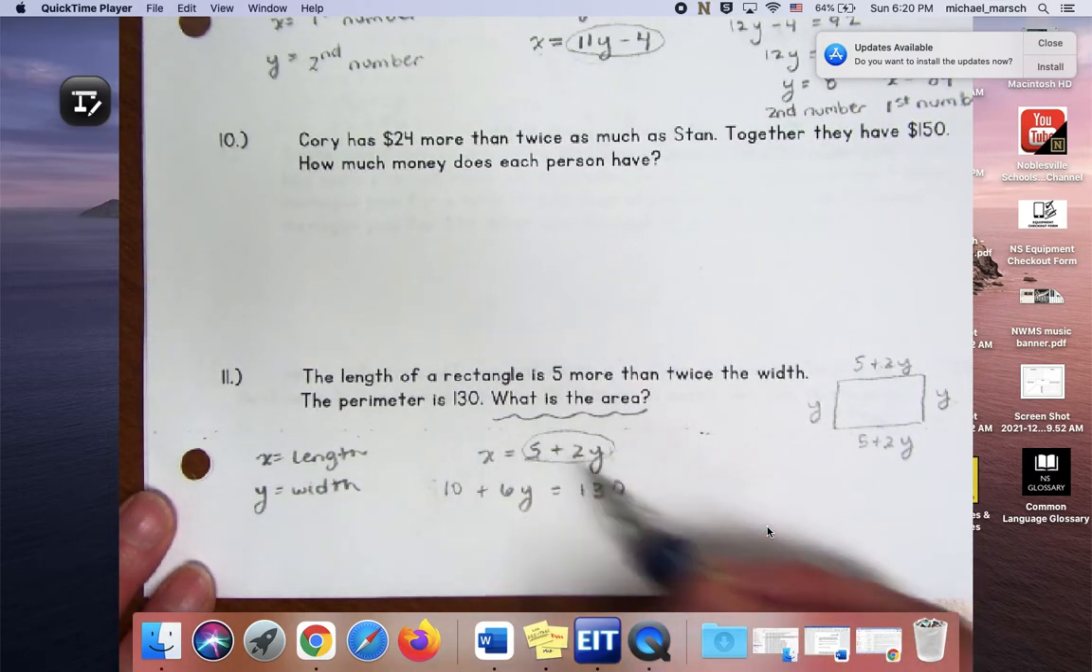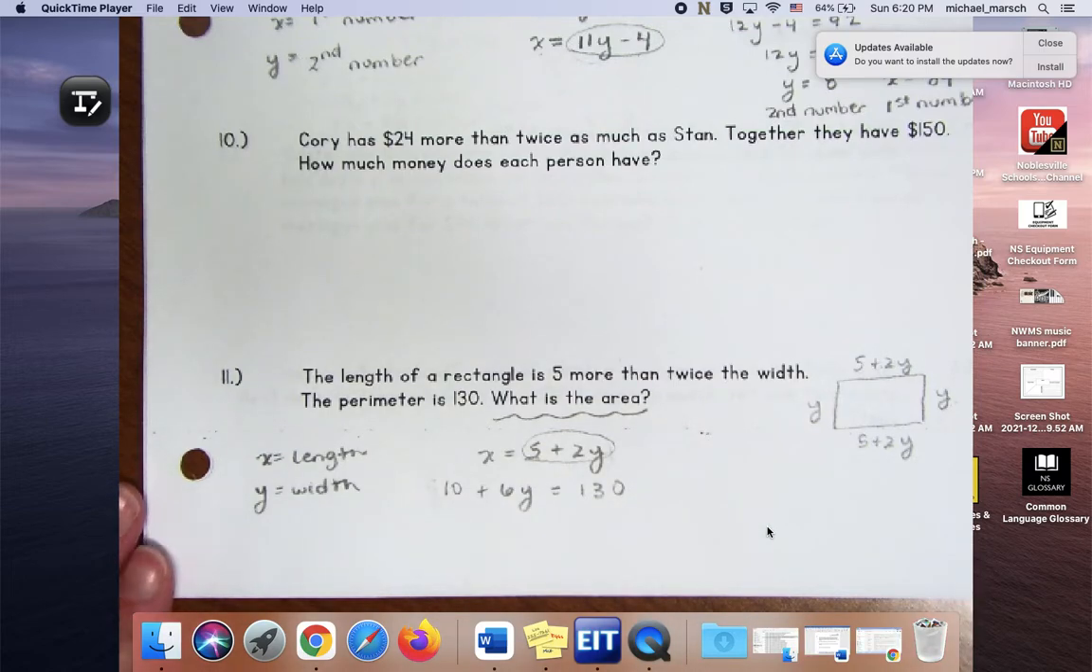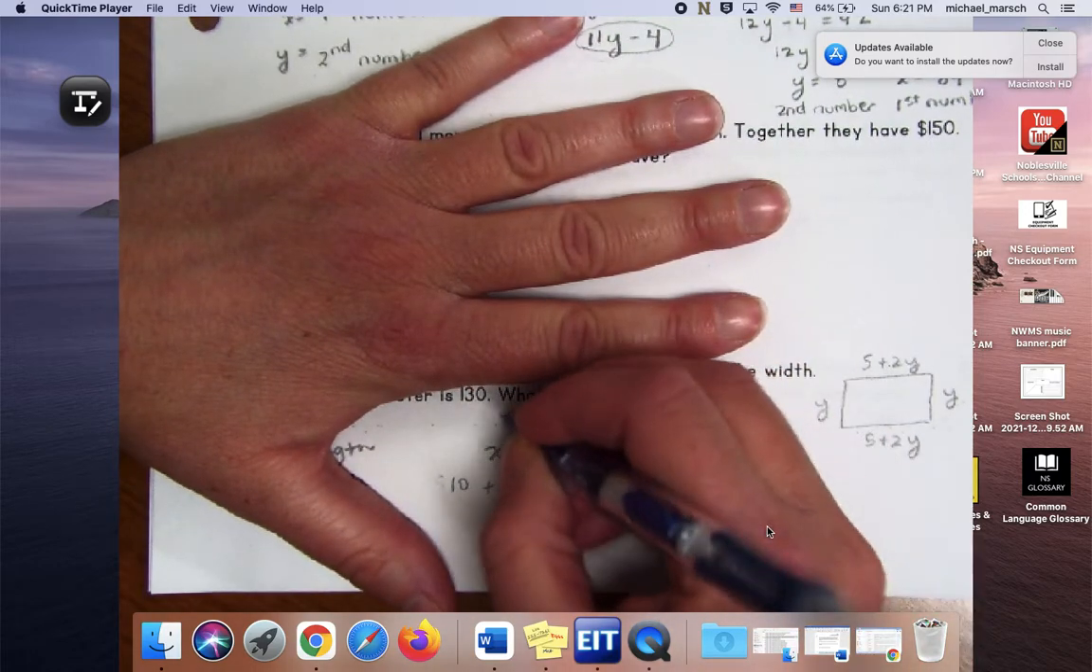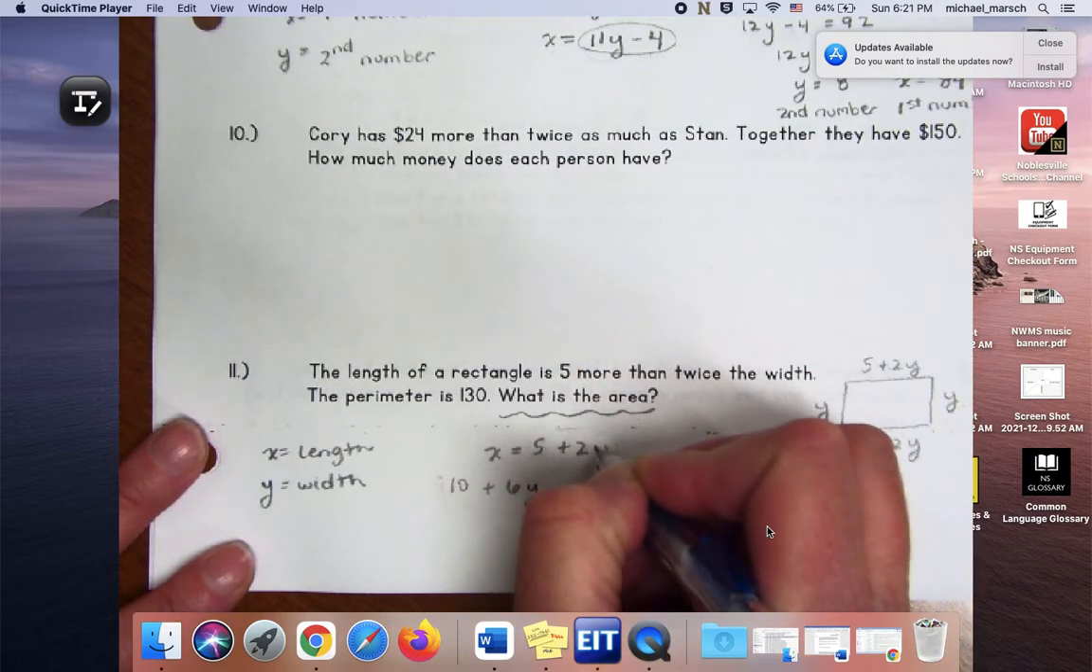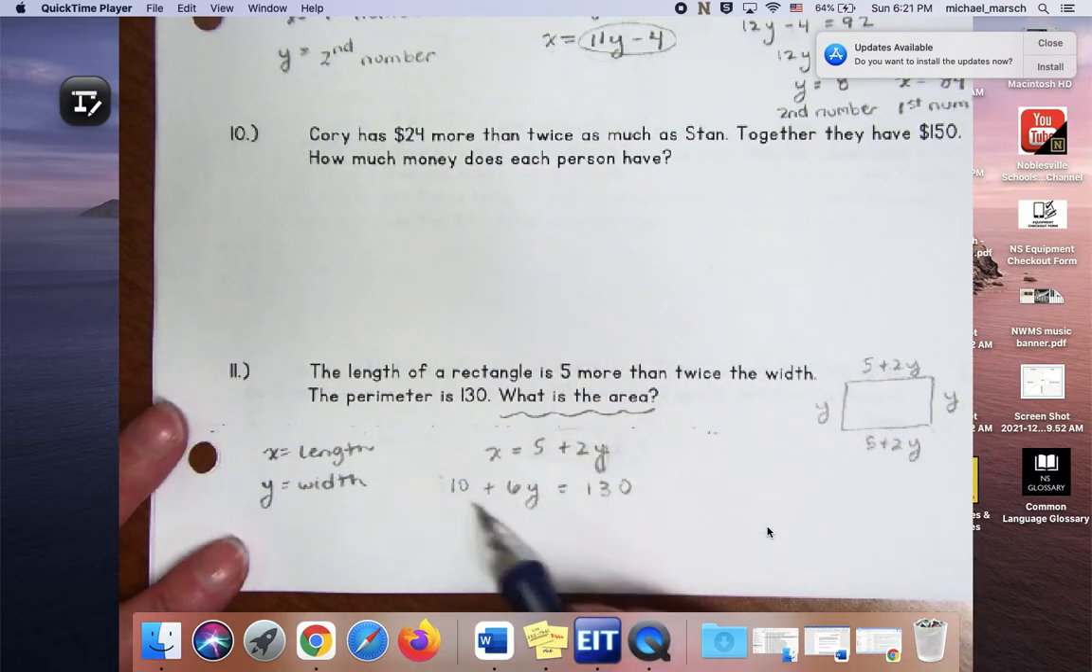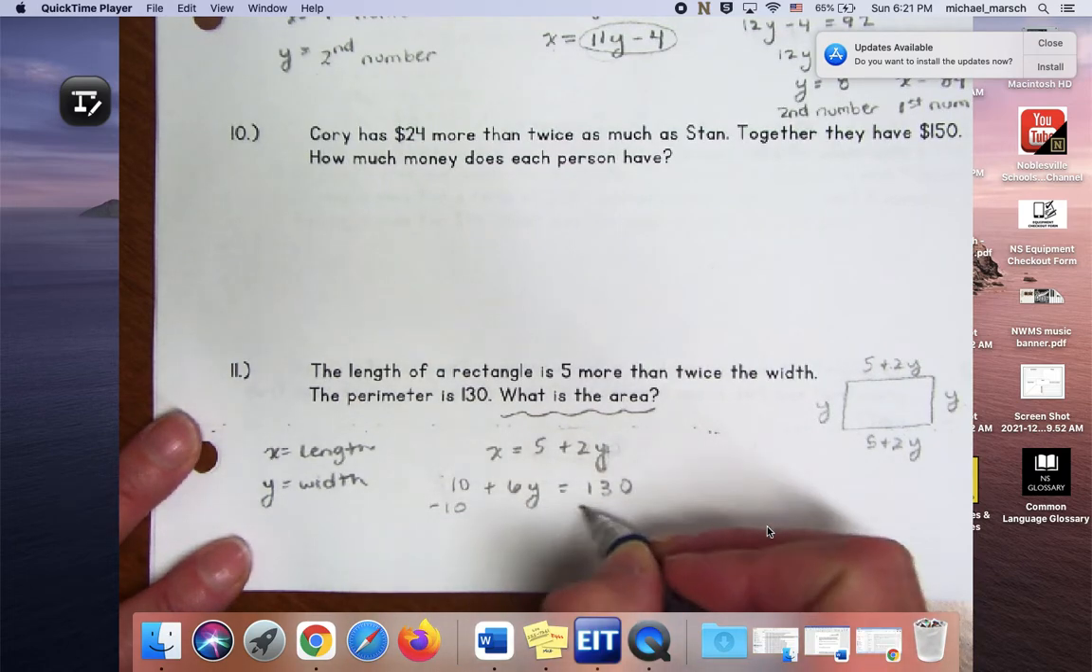I'm going to take this right here. Well, this isn't working out, is it? Actually, I can just solve for y. What am I thinking here? And then I can figure out what x is, because I'll have my y value, because I only have one variable here. So let's subtract 10.